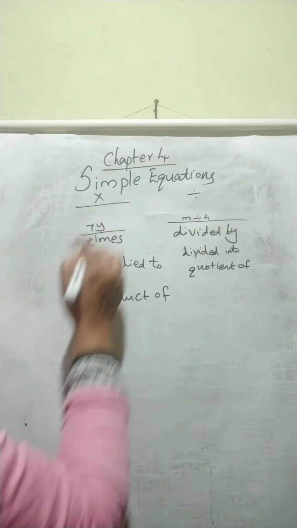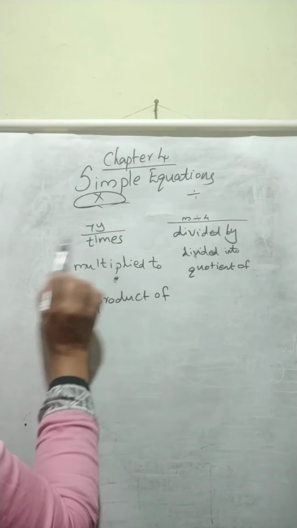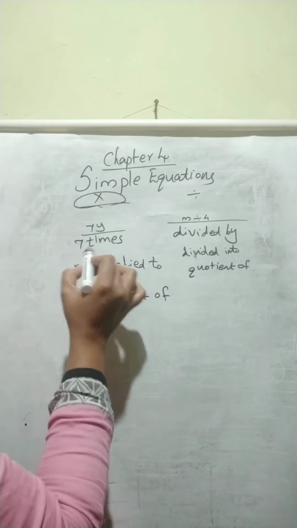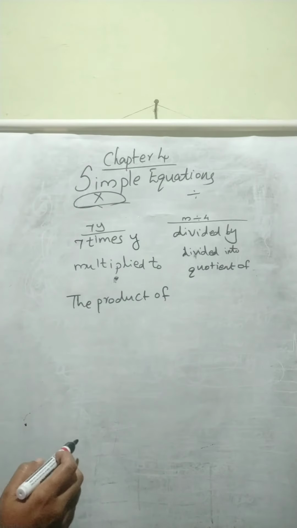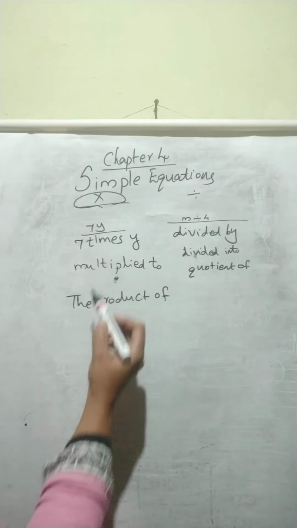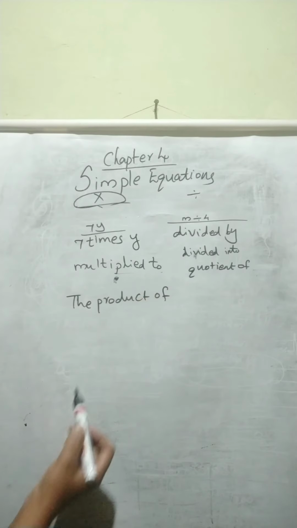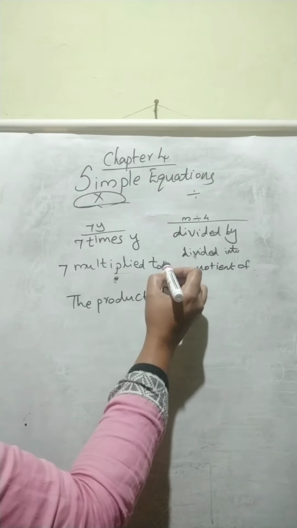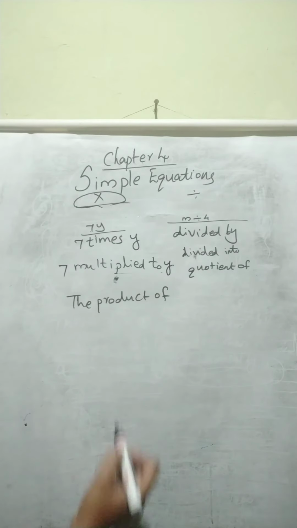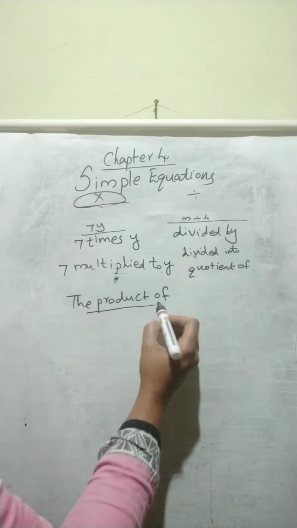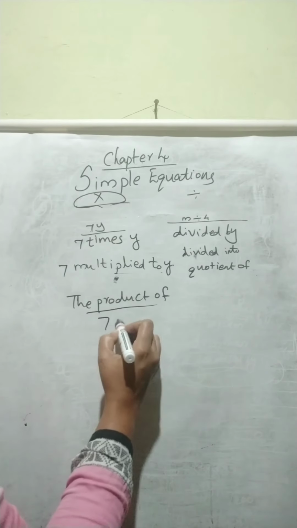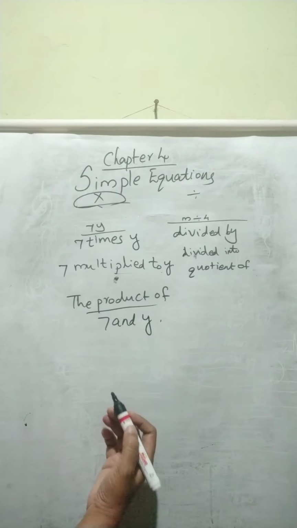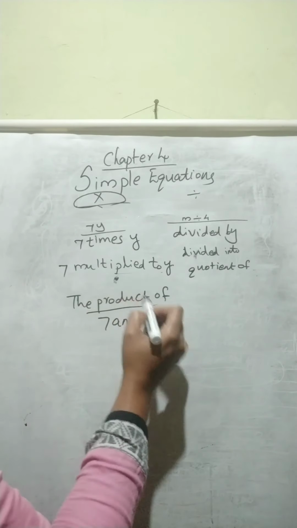For the operation multiplication, an example is 7y. We can write 7 times y. Another word is multiplied by, so we can say 7 multiplied by y. Another word is the product of 7 and y. When multiplying, we will get an answer, and that is known as the product.